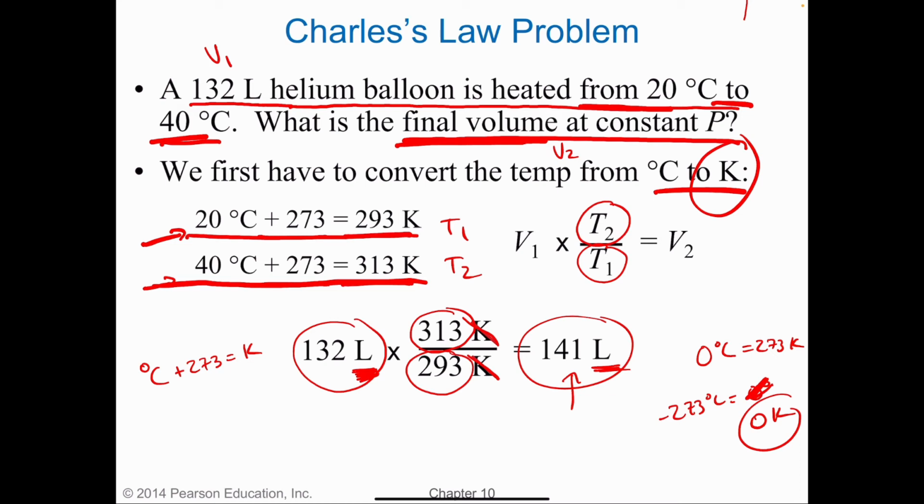And then something that it's always good to do, good mental exercise, and also a way to check your work, is just think about, did we get an answer that makes sense? So temperature and volume should be directly proportional. And what happened here? We went from 20 to 40, so the temperature increased. So we would expect the volume to also increase. Well, we went from 132 to 141, so that's good. We got a higher volume, so our answer made sense.